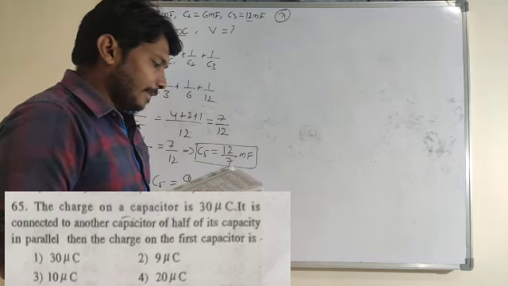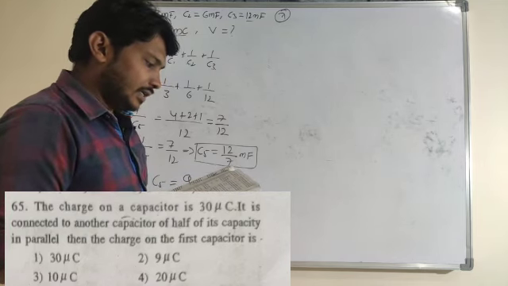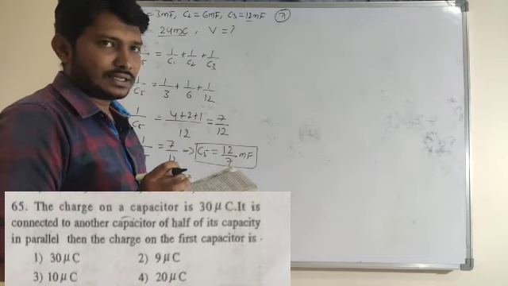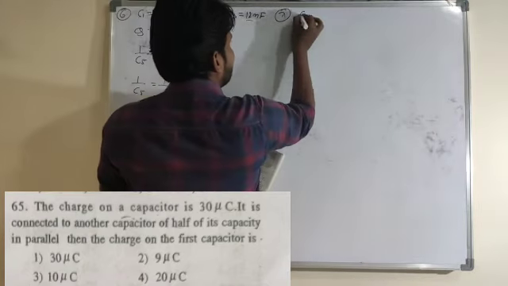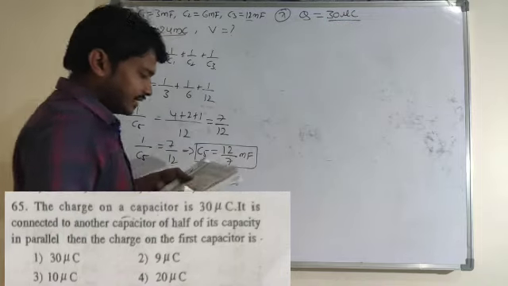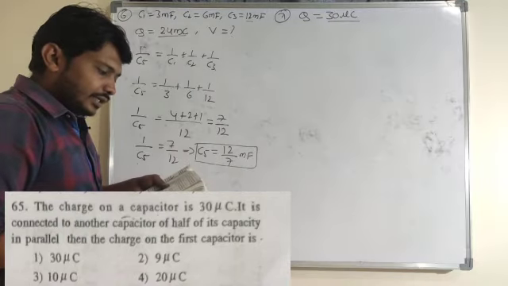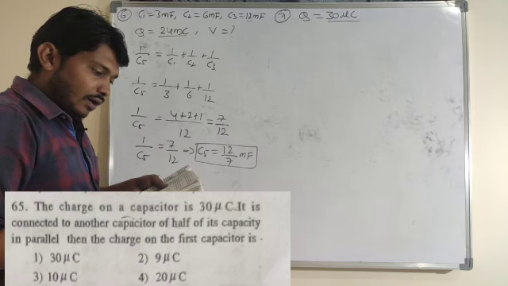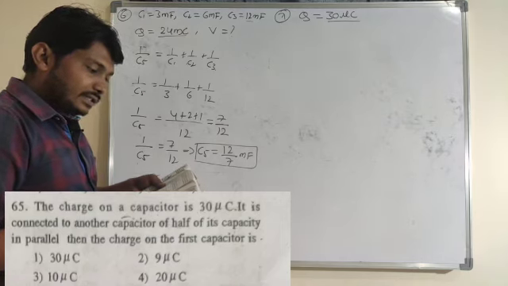The charge on the capacitor is 30 microcoulomb. So the charge on that capacitor is 30 microcoulomb, so the Q value is 30 microcoulomb. It is connected to another capacitor of half of its capacitance in parallel.